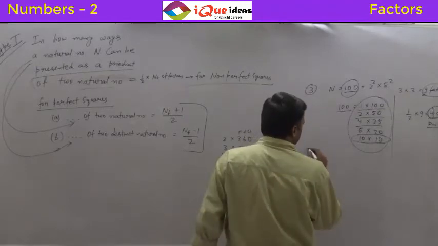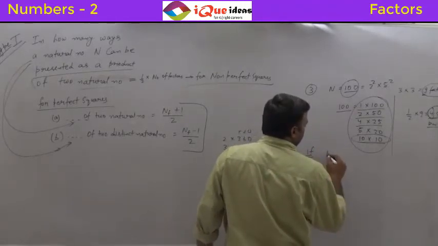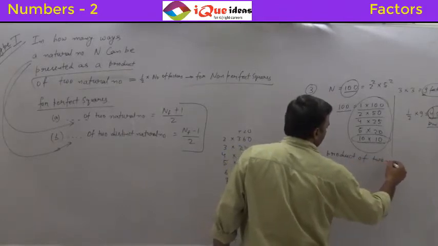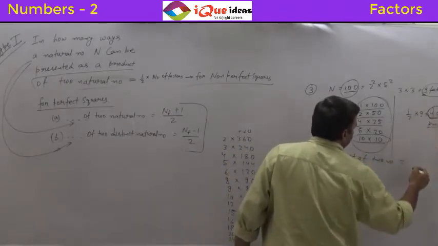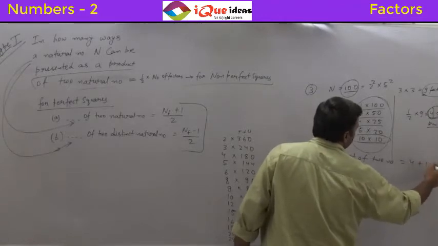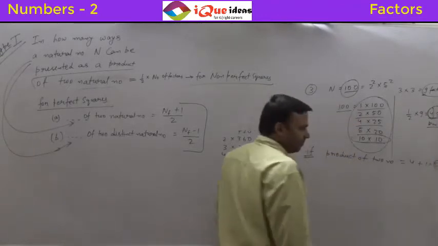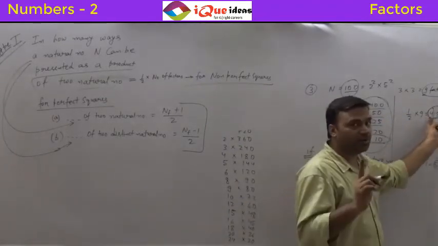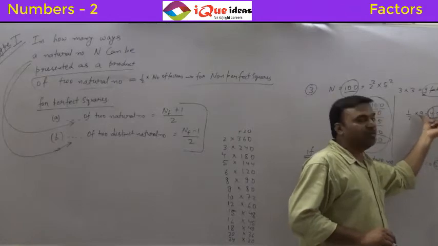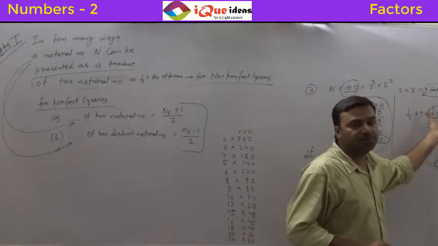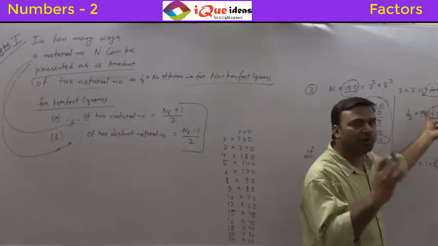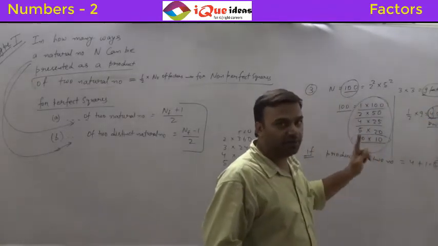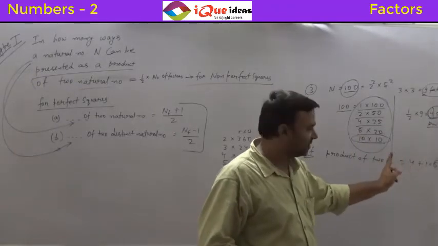So if the question says product of two numbers, then just take the valid possibility out of this, plus 1, that is 5. Remember, valid possibility, we have already talked about it. If there are 4.5 pairs, what is the valid possibility? 4, the lower side integer. And then 1 for that possibility in which both the factors are equal. Always this will happen. 4 plus 1 is 5.